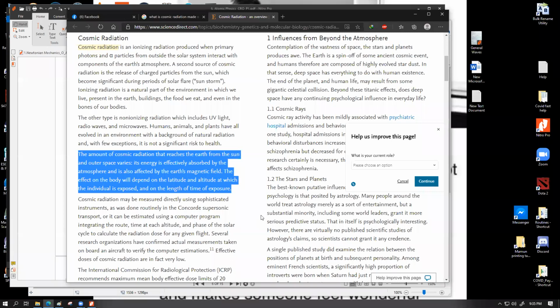It is essentially released from the sun or it can also come from other stars as well. It says here: a second source of cosmic radiation is the release of charged particles from the sun. But it is an ionizing radiation produced when primary photons and alpha particles from outside the solar system interact with components of Earth's atmosphere. So yes, Sabi, the answer to your question is yes.